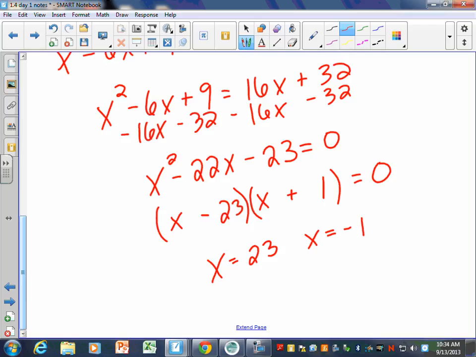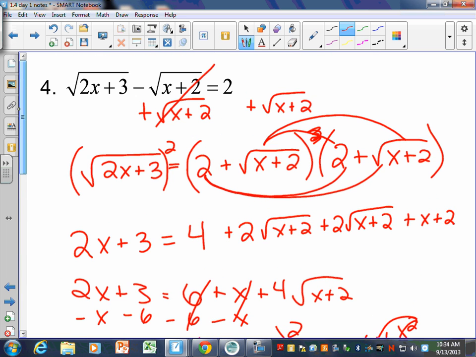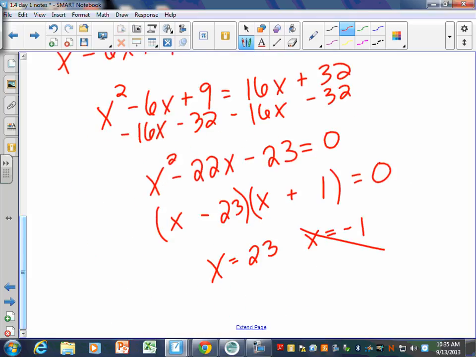So, 23 and negative 1. Let's see how far I have to go with this. Let's do negative 1 first, because I can do that one in my head easier. That would be negative 2 plus 3, which would just be 1, right? The square root of 1. And this would be negative 1 plus 2 is 1. Oh. We get 1 minus 1 equals 2. That's not true. So negative 1 is out.